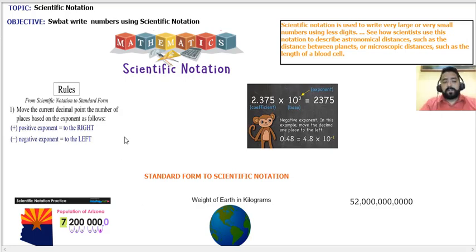But for scientific notation, we have some rules. If we move to the right, we are going to use a positive exponent. If we move to the left, we are going to use a negative exponent.